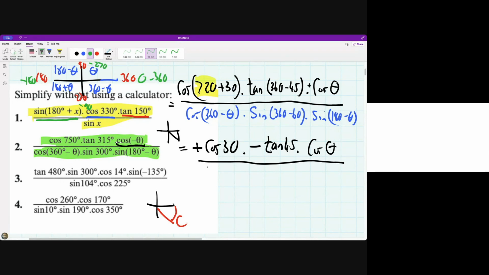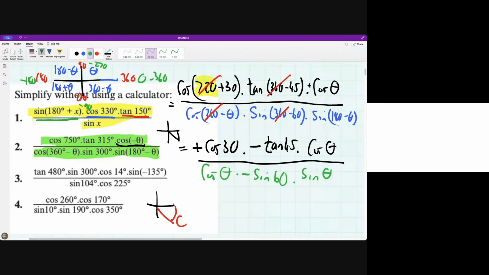Okay, so this is in quadrant 4, so this will be cos theta. This is in quadrant 4, so it'll be minus sine 60. Notice how these things always fall away when I'm using the horizontal. And then over here, that's in quadrant 2, and sine is positive there, so I get sine of theta.